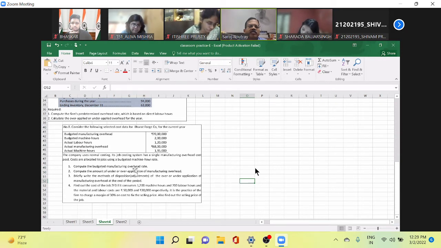Compute the budgeted manufacturing overhead rate. So this is POHR. Compute the amount of under or over application, briefly write the methods of disposition, which I already have discussed. Find out the cost of the job if it consumes 1200 machine hours, 700 labor hours, like this. I hope that all of you will be able to answer me.